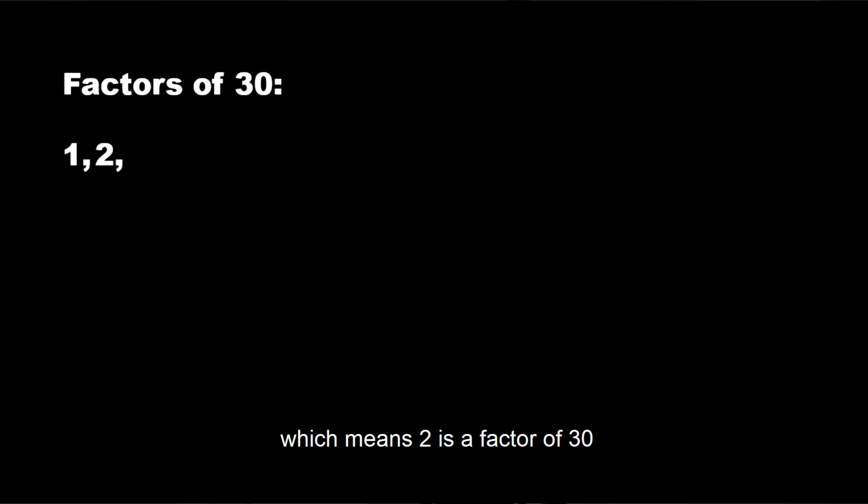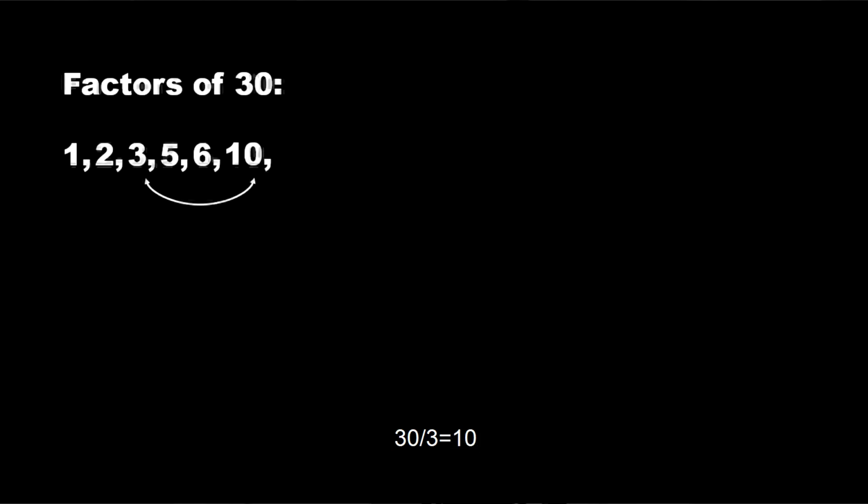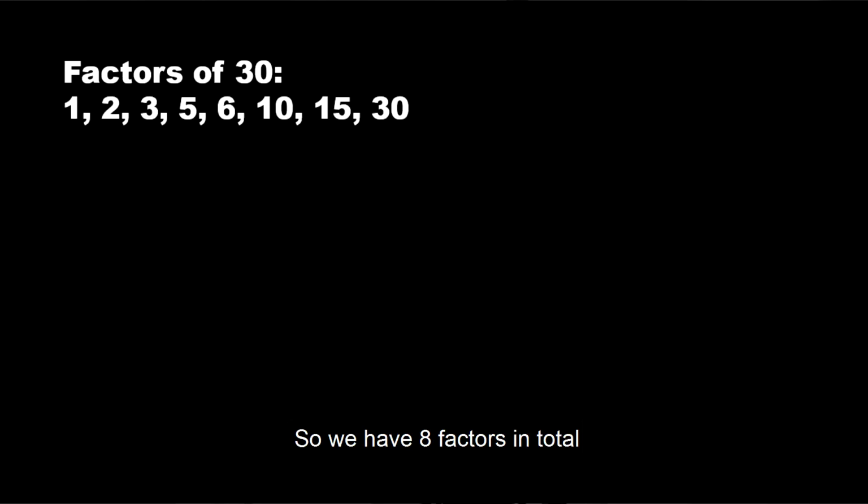So we know that all numbers are divisible by 1, and 30 is an even number, which means 2 is a factor of 30. Then you see a 3, so the next one will be 3, and you know that it is also a multiple of 5 because it ends with 0. Then 30 divided by 5 is 6, so we have 6. 30 divided by 3 is 10. 30 divided by 2 is 15. And lastly, 30 divided by 1 is 30. So we have 8 factors in total.